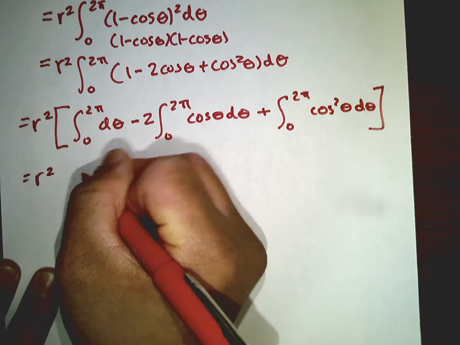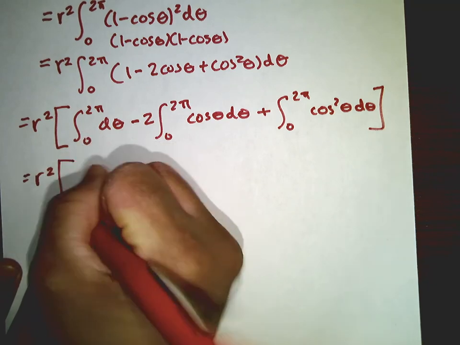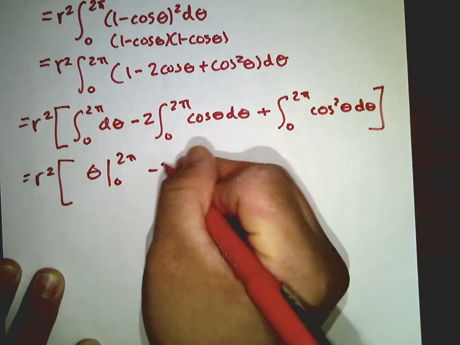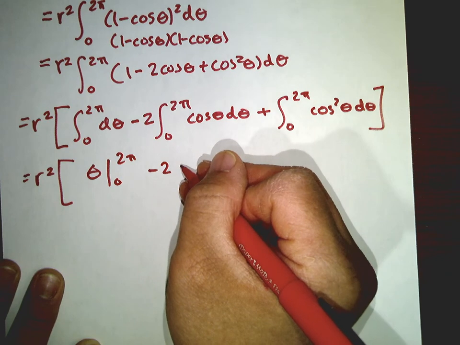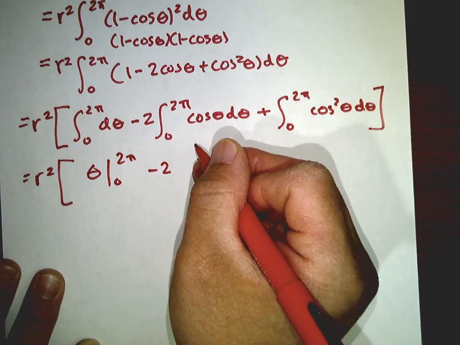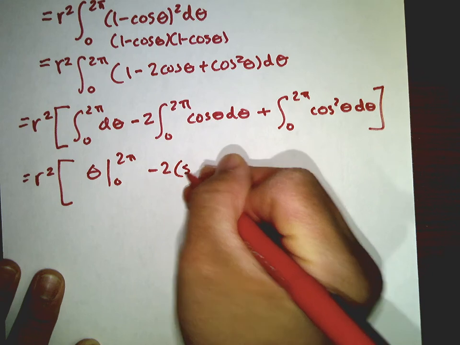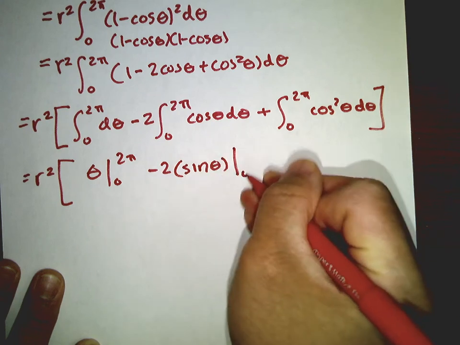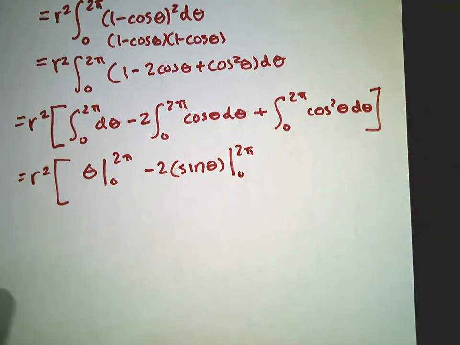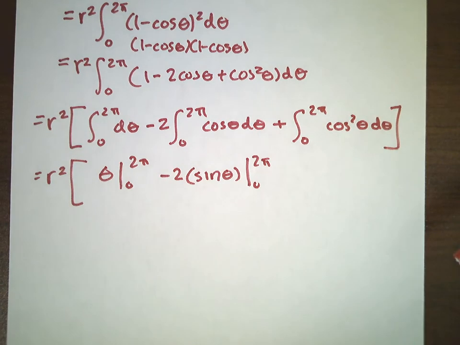So this will be r squared times theta, evaluated from 0 to 2 pi, and then minus 2 times the integral of the cosine of theta. That will be sine of theta, evaluated from 0 to 2 pi. And then this other one, if you aren't as familiar with this, then you would probably need to try some other methods for evaluating that integral.